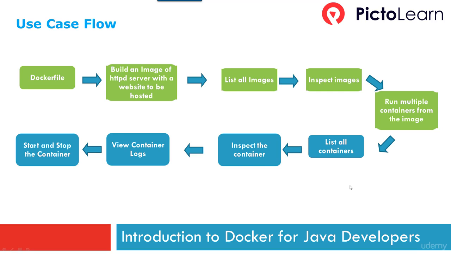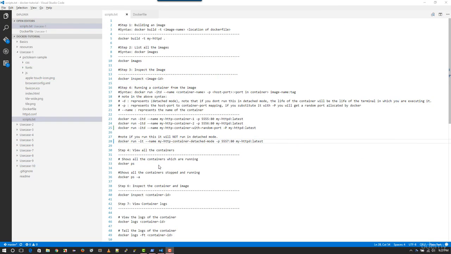Now let us take a look at how to build multiple containers from the image we just built. Step 4 of this exercise is to run a container from the image. As you can see, I provided the syntax for running the container from an image. It uses the docker run command, and then these are some parameters which have been explained below.